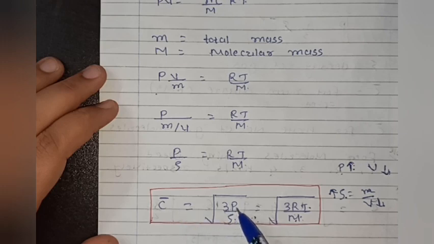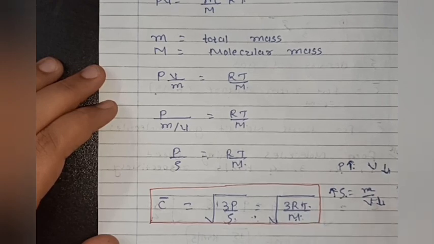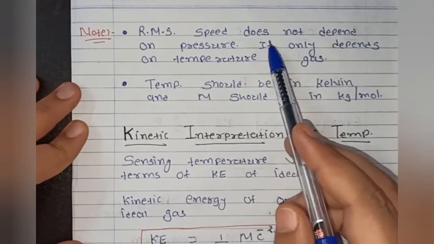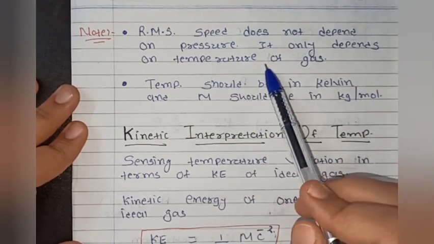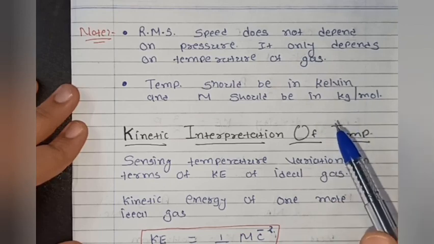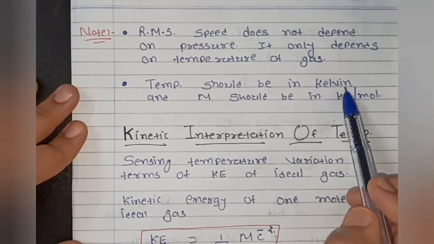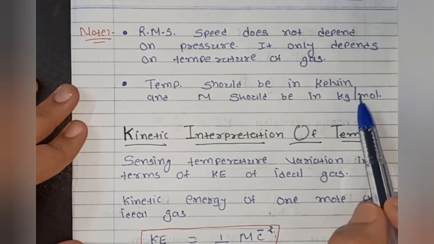So C bar is independent of pressure and density. It is only a function of temperature. C bar only depends on temperature of the gas. So note this, RMS speed does not depend on the pressure, it only depends on the temperature of the gas. While solving the question, remember that temperature should be in SI unit, that is in Kelvin, and mass should be in kg per mole.